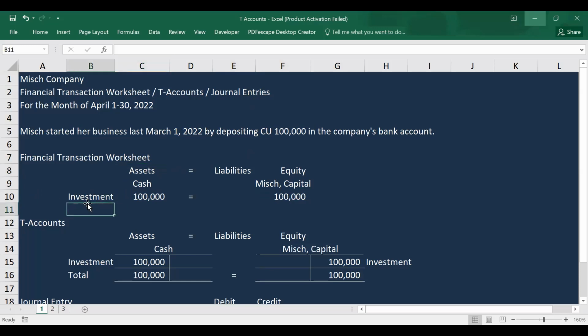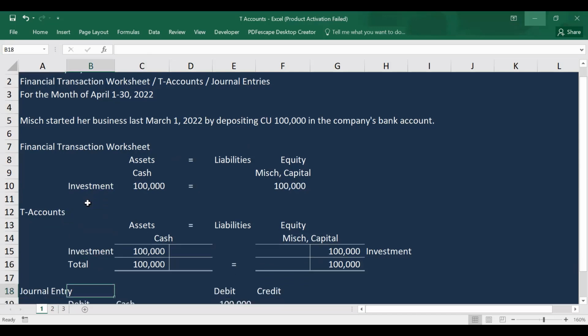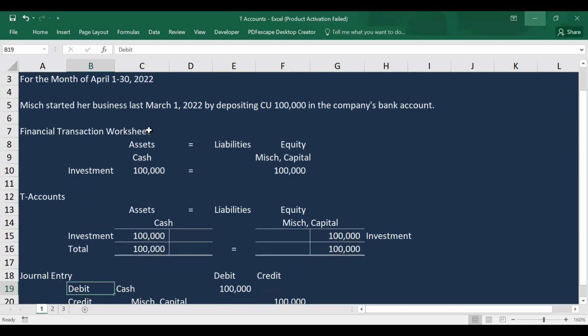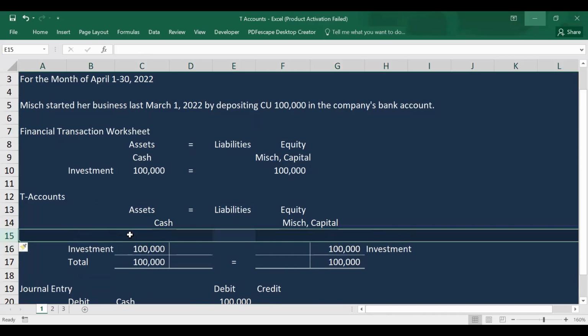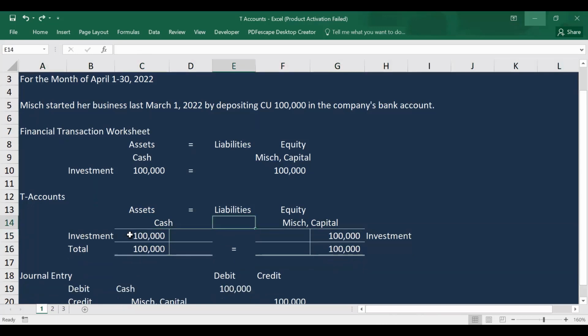Okay, but how do we illustrate this on the T account? So since it is an addition to cash, we will debit cash, which is an investment, and we will credit the equity, which is also an investment. So this investment is an addition to the cash and an addition also to the equity.